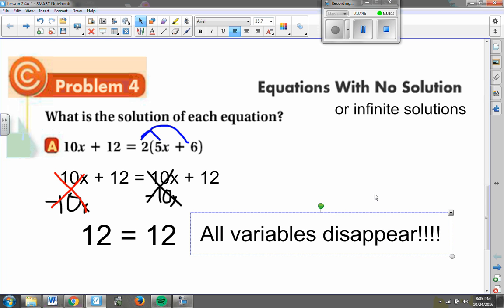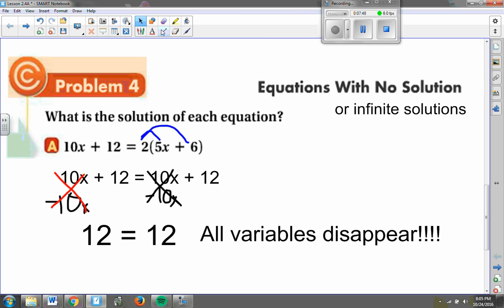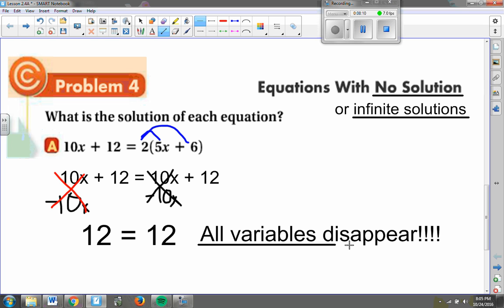Which means once my variables all disappear, I have two options. It's going to be one of two options. It's either going to be no solution, or it's going to be infinite solutions, which means any number I put in for x would work just fine here. So it's either going to be no solutions or infinite solutions when all of my variables disappear. Okay?